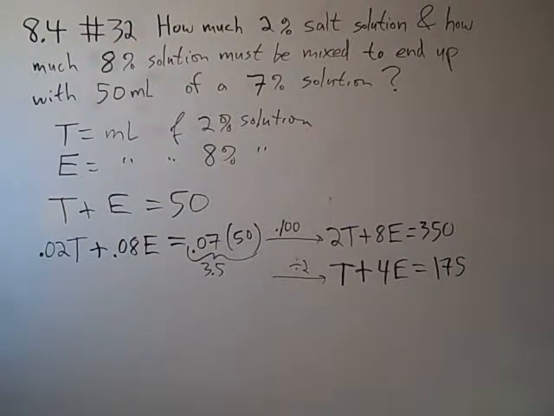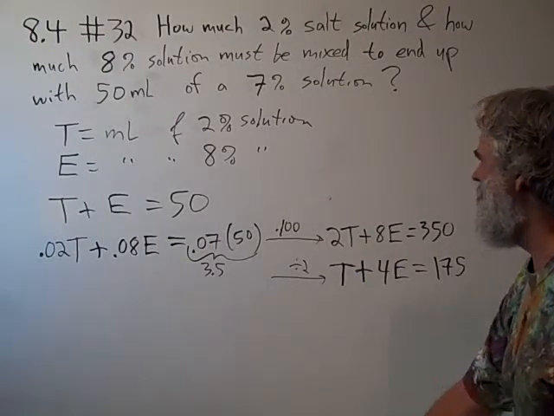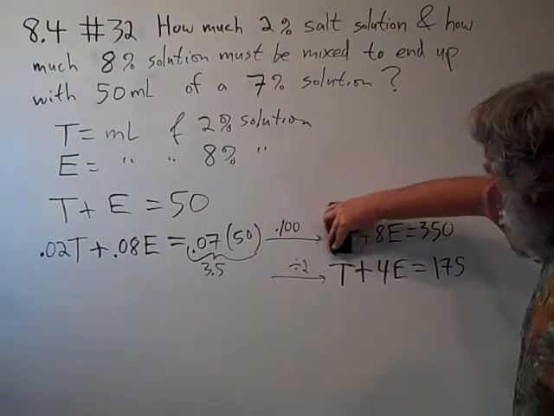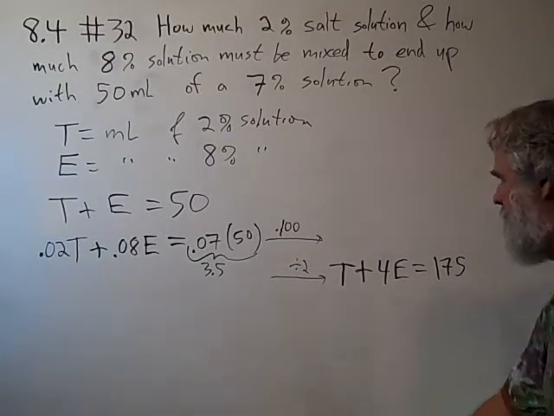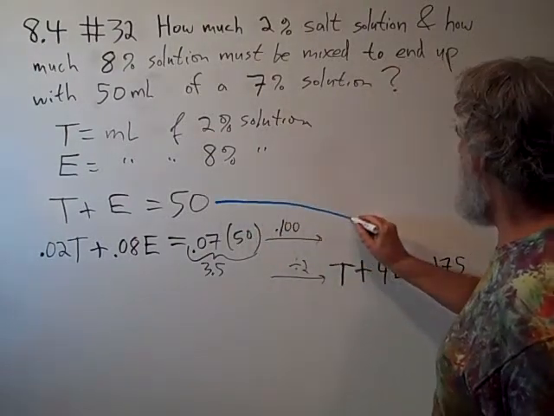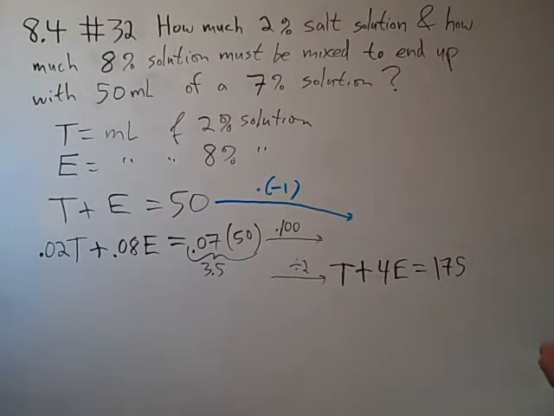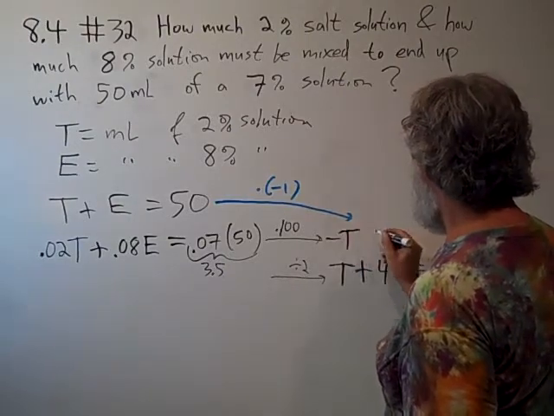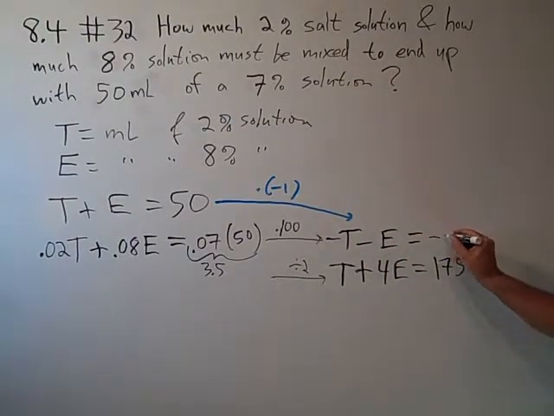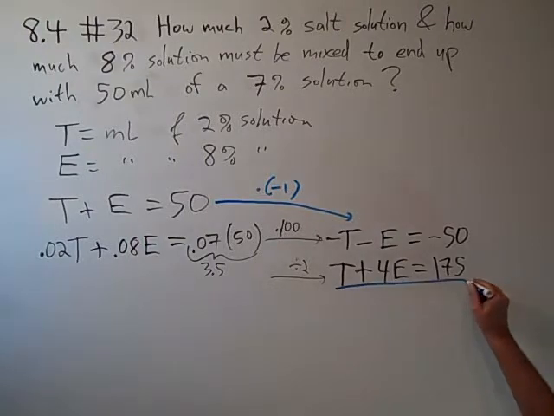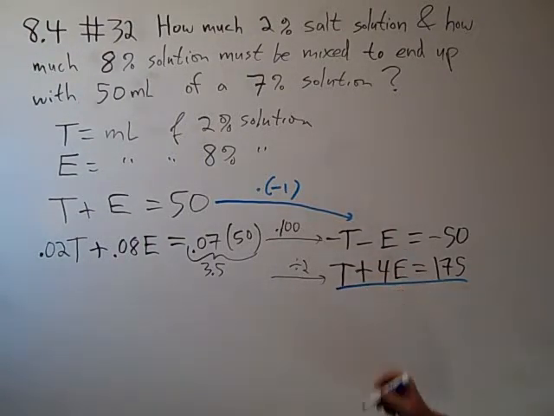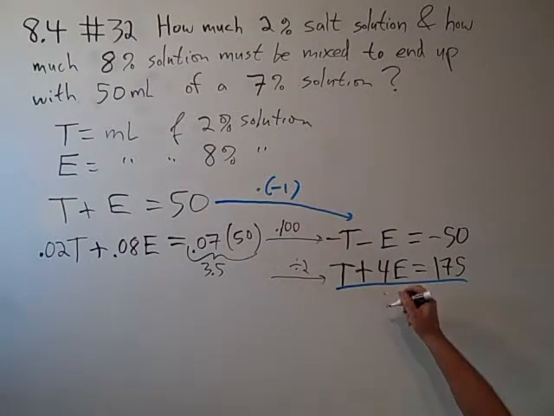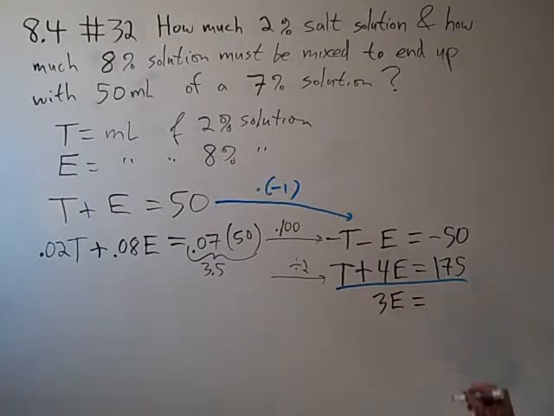So let's use that equation along with the first equation. Let's multiply the first equation times -1, so this equation becomes -T - E is equal to -50. Now if we add these two equations, the T's are eliminated, and we're left with 4E minus E is 3E. So 3 times E is equal to 175 minus 50, which is 125.